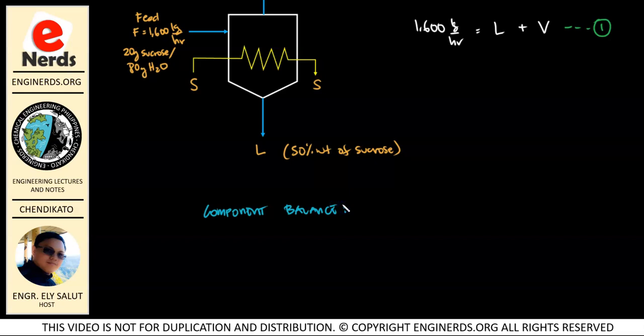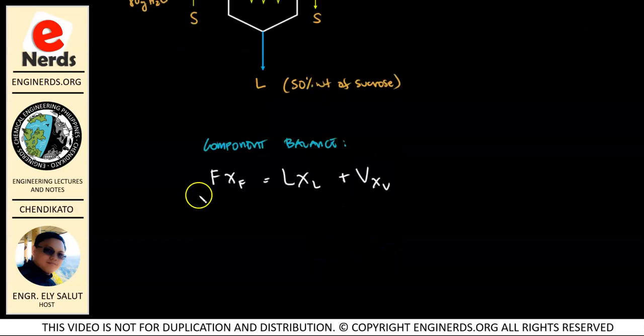Okay, so paano natin makukuha yung ating component balance? We already got our formula before, no? We have FXF is equal to LXL plus VXV, but our VXV is equal to 0. So we have FXF is equal to LXL.